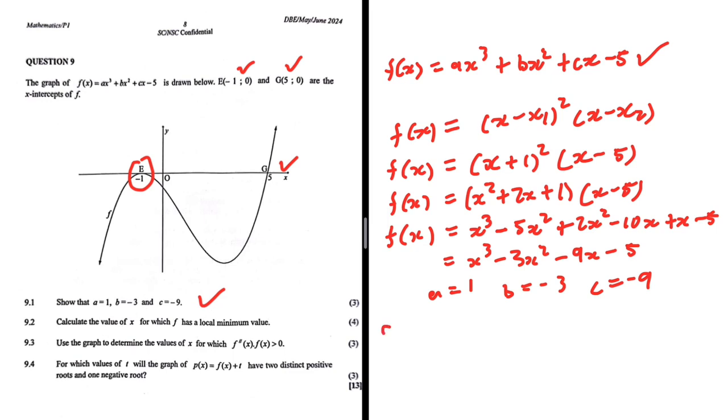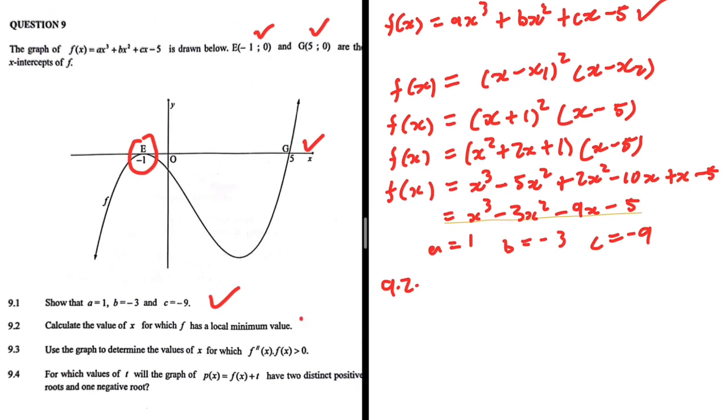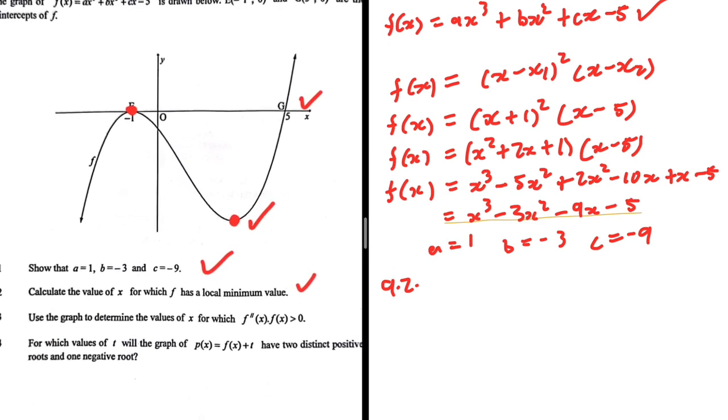Let's go ahead and do 9.2. So 9.2, calculate the value of x for which the function f has a local minimum. So this is our local maximum and this is our local minimum. So we want the x value at that point. How are we going to do that? Well, we know that the gradient at the turning point is 0. So it's just a matter of differentiating the function and equating to 0. And then we're going to have two x values. It will be easy to see which one is for the maximum and which one is for the minimum.